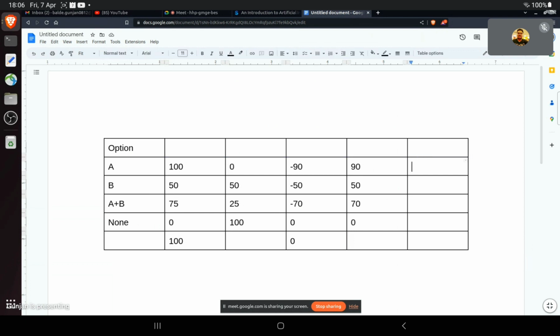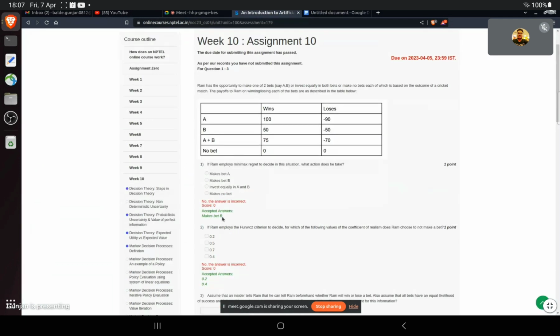And then we take the maximum of each row, and we find the minimum of those maximums, the final minimax value. So here it is 90, here it is 50, here it is 70, and here it is 100. Since the minimum regret is 50, we will choose B. So the answer is B.